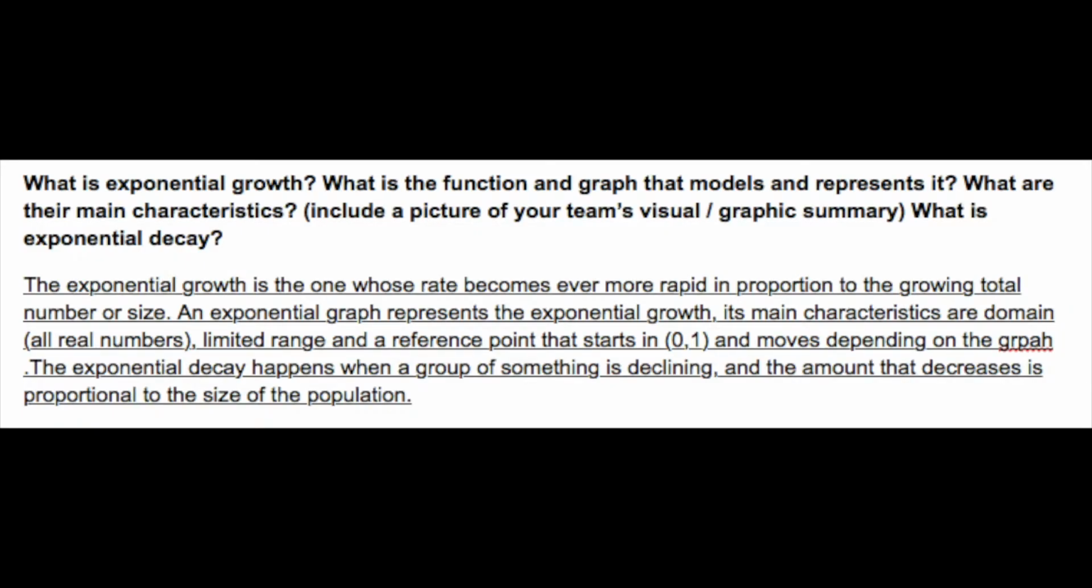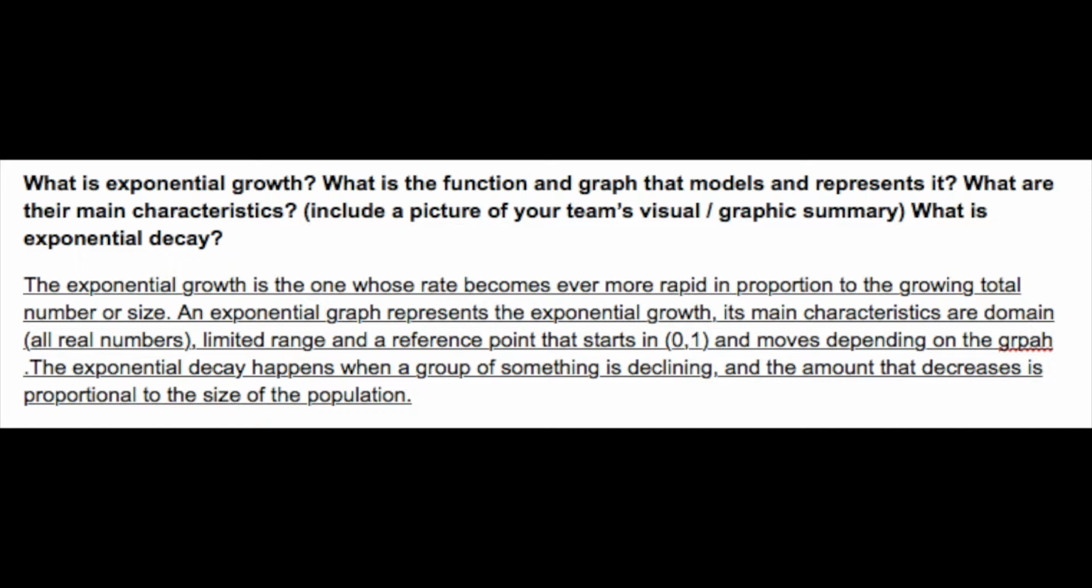Exponential growth is the one whose rate becomes ever more rapid in proportion to the growing total number or size. An exponential graph represents exponential growth. Its main characteristics are domain, all real numbers, limited range, and a reference point that starts at (0, 1) and moves depending on the graph.